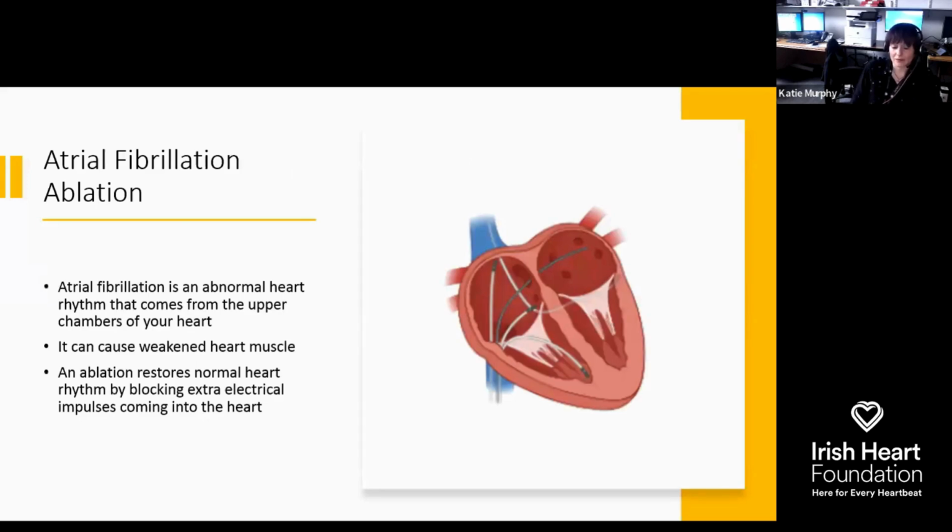When we talk about AFib, there are plenty of people who have atrial fibrillation. And that's an abnormal heart rhythm that comes from the upper chambers of your heart. But in certain people, it can be the cause of their weakened heart muscle. And so there's more and more evidence coming out that people who have abnormal heart muscle or who have heart failure and who have atrial fibrillation should be considered for an ablation, where they block those electrical impulses that cause the AFib and restore normal heart rhythm to the heart.